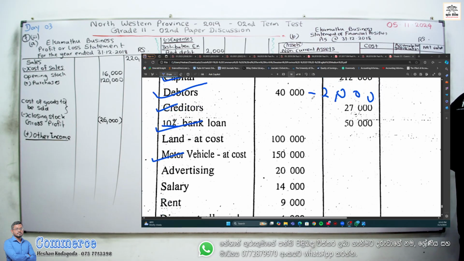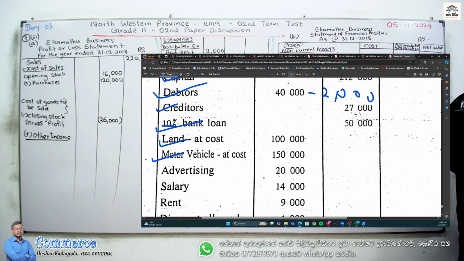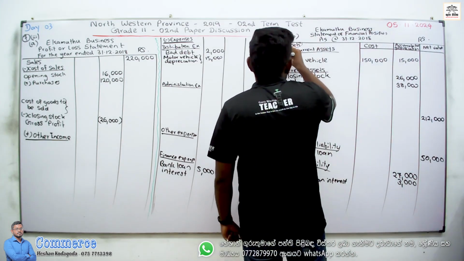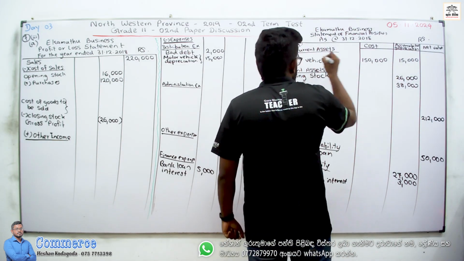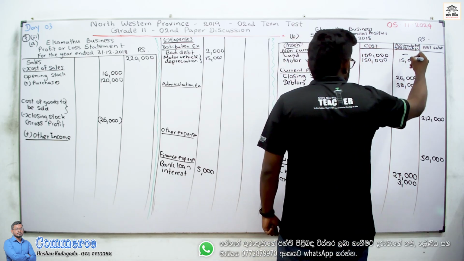Next one. Land at cost 100,000. No depreciation for land since it is a non-current asset, as well as lands cannot be depreciated.